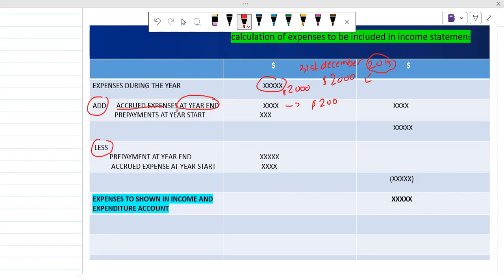Okay. So after that, prepayments at year start. Prepayments at year start means, if 31st December 2015 is our ending year, what would the starting year be?